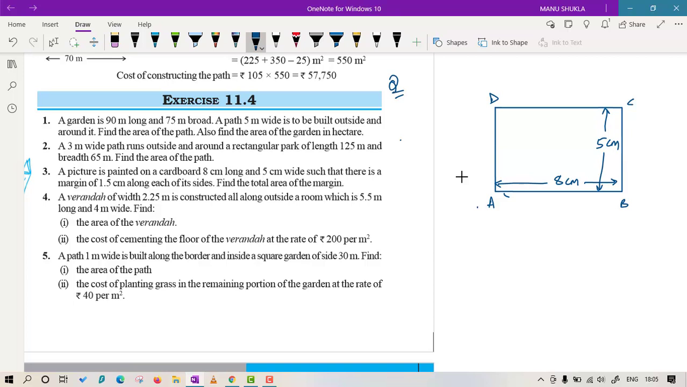So a picture is painted on a cardboard. Okay, this is the cardboard, and I think the margin is inside, not outside. This we have to understand. They have actually not mentioned this. Such that there is a margin of 1.5 centimeter along each of its sides. So the margin is already there in this cardboard. As we have done with the previous two questions, that path was outside. This time it is similar, but now the margin is inside. Okay, so let's see.